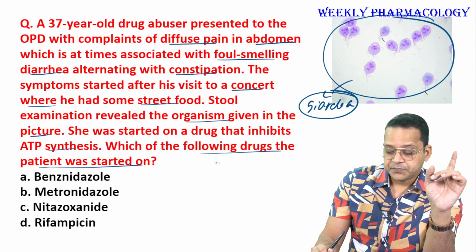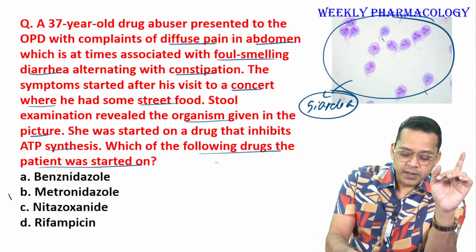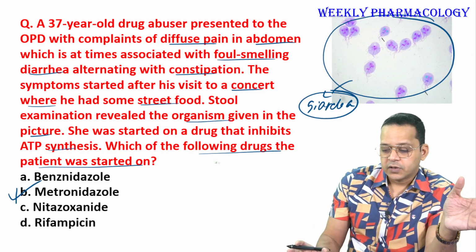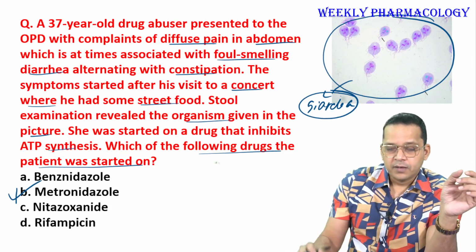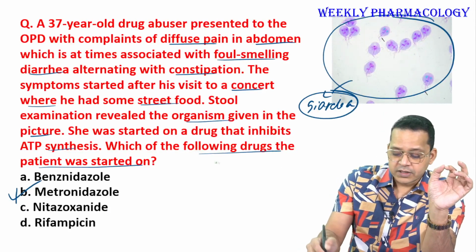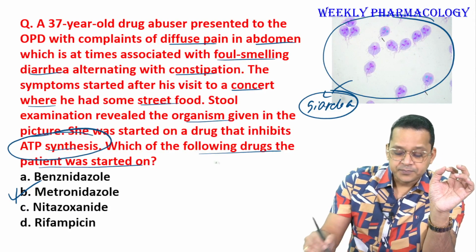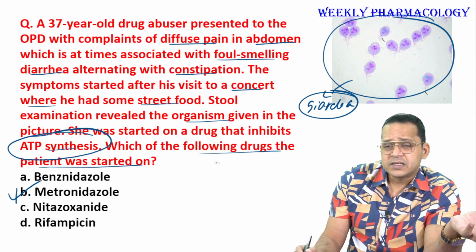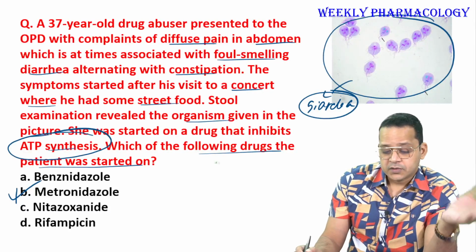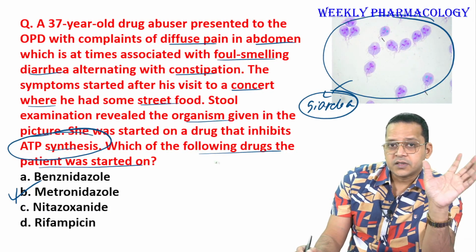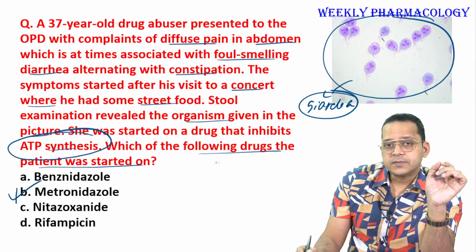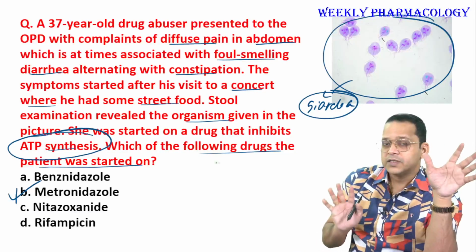What is the answer? Now, some of you might go for metronidazole. And again, that is a superficial answer. You looked at giardiasis, you pounced upon metronidazole. That is not how things work in MCQs. You have to focus on this ATP synthesis. Metronidazole has nothing to do with ATP synthesis. It produces free radicals that damage your DNA. So it has nothing to do with your ATP synthesis.